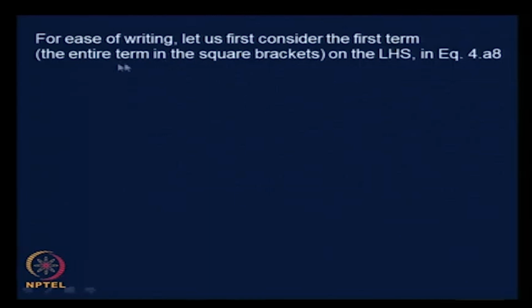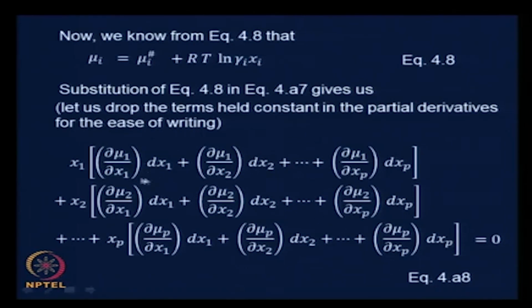What I mean by the first term is the entire term in the square brackets on the left hand side of equation 4a8, which is this. So this is the term including x1, that is x1 times whatever is there in the square bracket. This is what I am going to take up first. As you can see, all the other terms here are all similar to the first term. So the same form should be applicable for the other terms also. That is the reason I am just going to consider the first term.